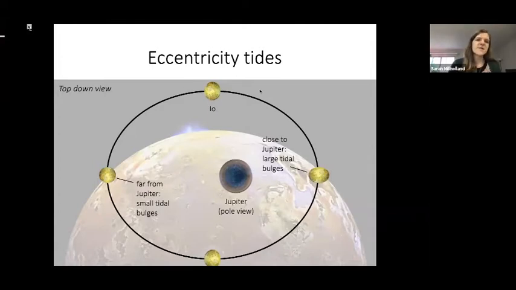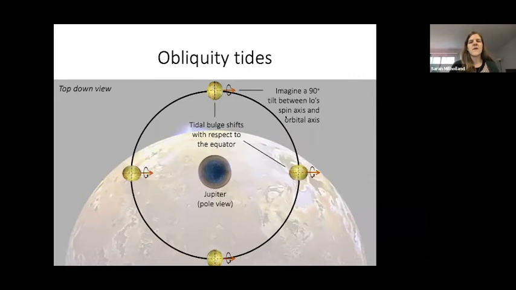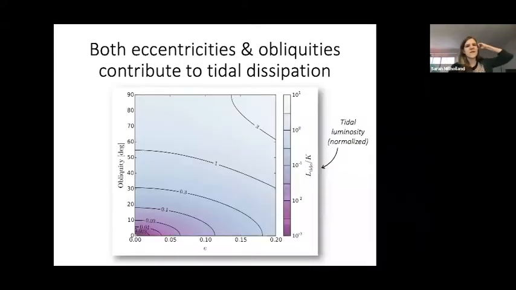In addition to eccentricity tides, we can have what are called obliquity tides. So imagine now that Io's orbit was circular, but that it had a non-zero axial tilt, so its spin axis was tilted off of its orbital axis. In this case, the tidal bulge is shifting with respect to Io's equator every orbit. And this leads to similar stresses and strains in its interior and can also lead to tidal heating. So both these components, eccentricities and obliquities, are important for tidal heating.